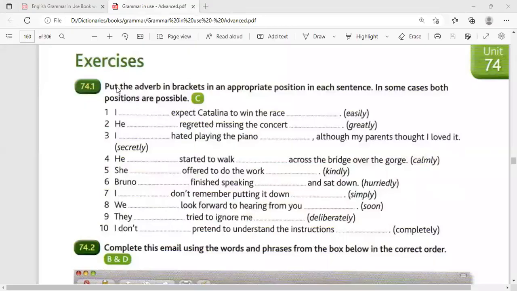To do exercise number 1, put the adverb in brackets in an appropriate position in each sentence. In some cases, both positions are possible. Number 1, I expect Catalina to win the race. It will be, I expect Catalina to win the race easily. So you said here, we're going to say, I expect Catalina to win the race easily.